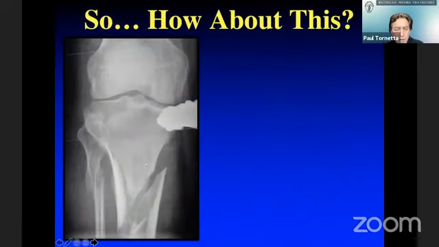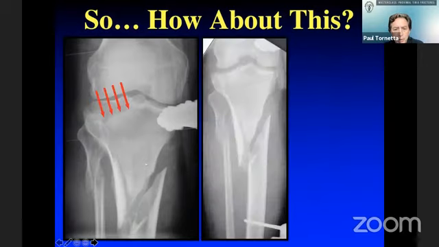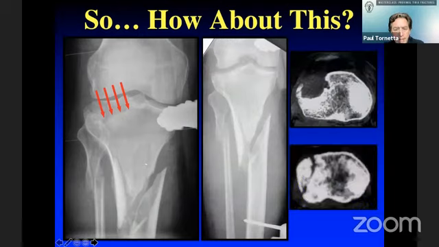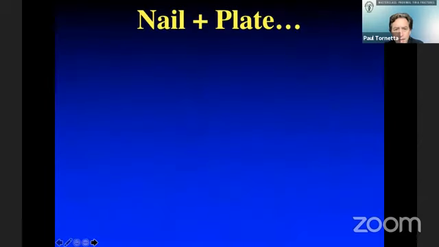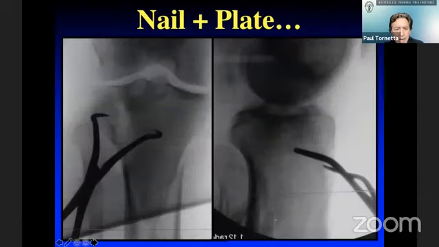How about this one? I think you can combine nail and plate constructs pretty often. You know, this is sort of extreme nailing, but here you can see a joint impaction, but you can go ahead and take care of that. You can see the initial frame that was on, it was a grade 2 open fracture. Here you can see that anterior injury that's going to have to be reduced. So I went with a nail plate construct.